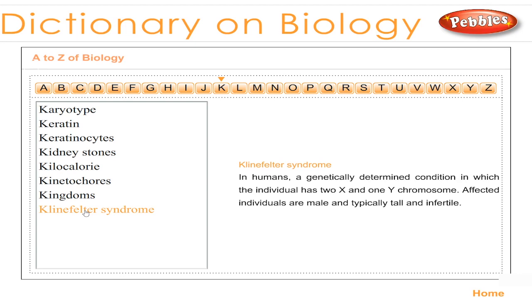Klinefelter syndrome, in humans, a genetically determined condition in which the individual has 2 X and 1 Y chromosome. Affected individuals are male and typically tall and infertile.